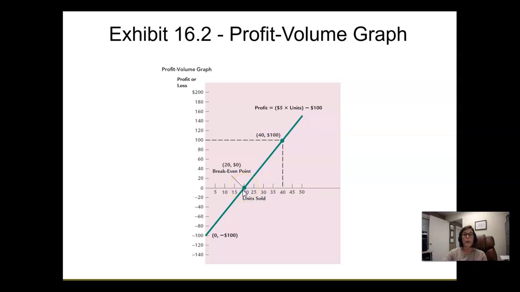So now we want to make something in terms of profits. And our target here is $100. And so this makes sense again that 40 units at $5 per unit gets us to $200. We subtract our fixed costs and we're left with a profit of $100 at that sales volume. And we could continue to follow this up.